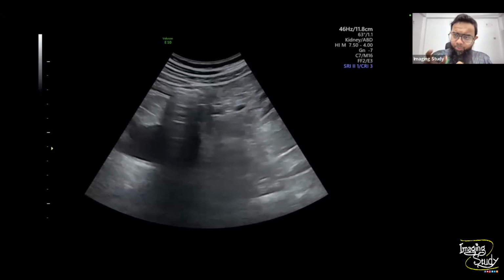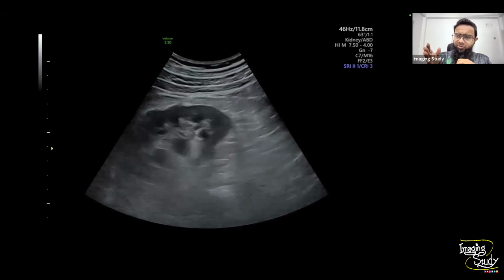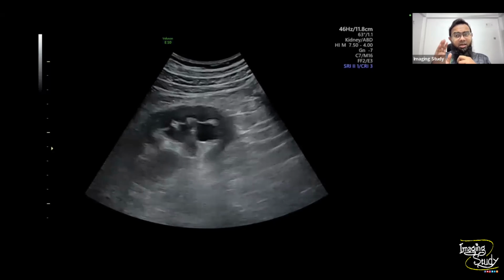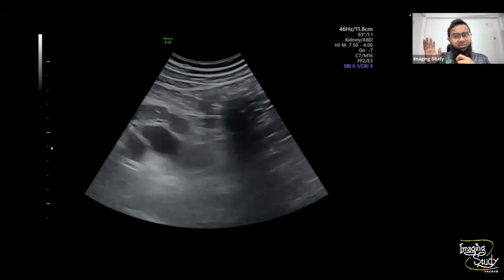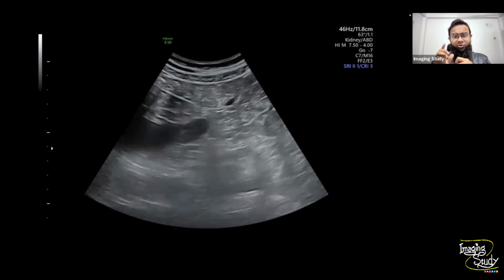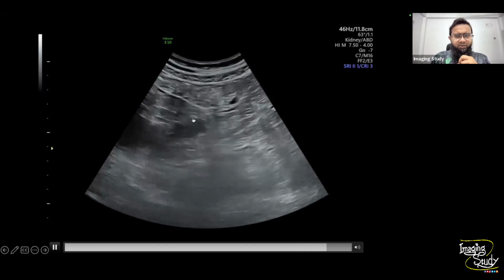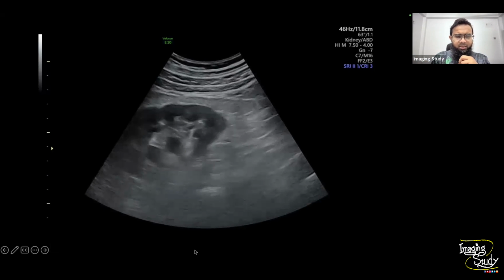Whenever you see an abrupt finishing of a dilated ureter, you should be careful. You shouldn't spend a lot of time searching for the stone only. Rather, you should focus in a magnified image. So here, let me freeze the image.